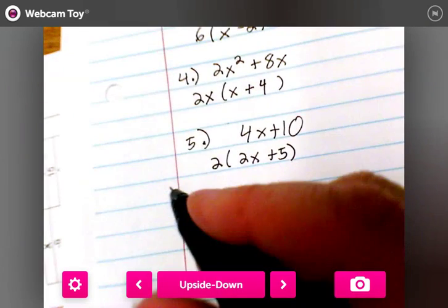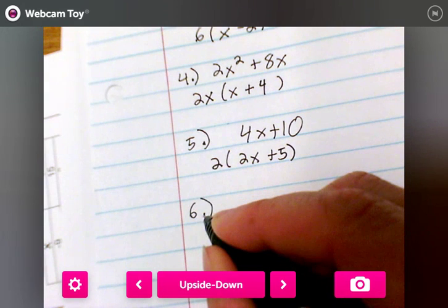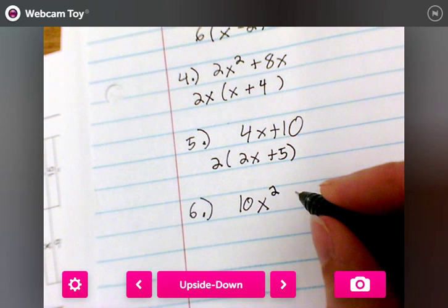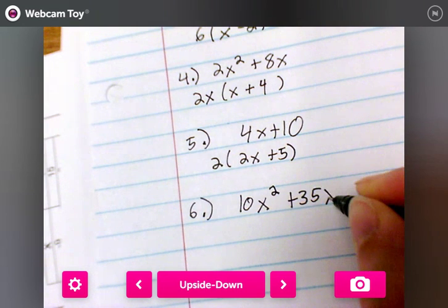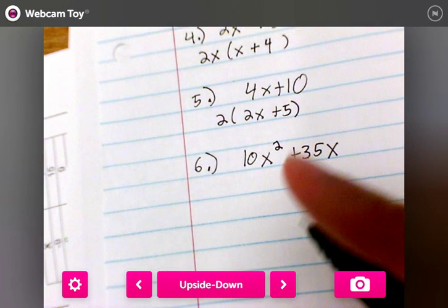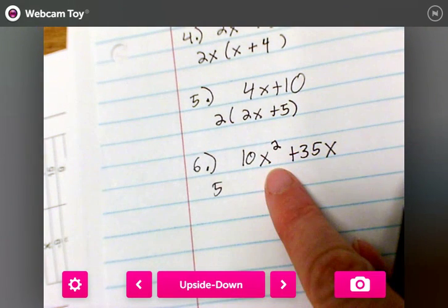Okay, let's try the next 2. 6, we've got 10x squared plus 35x. What do both 10 and 35 have in common? 5. Do they both have an x? So I could take out an x.